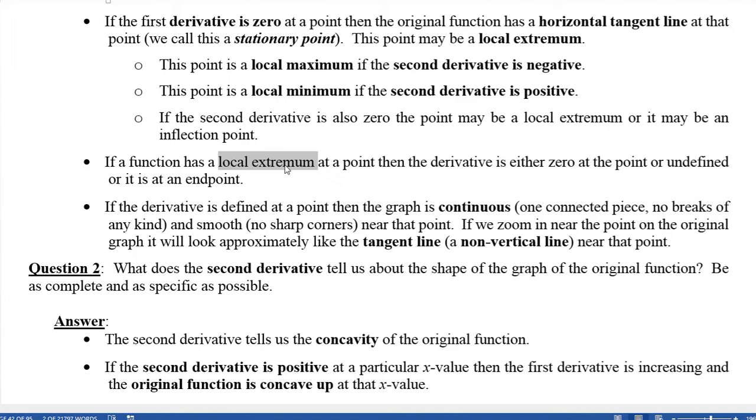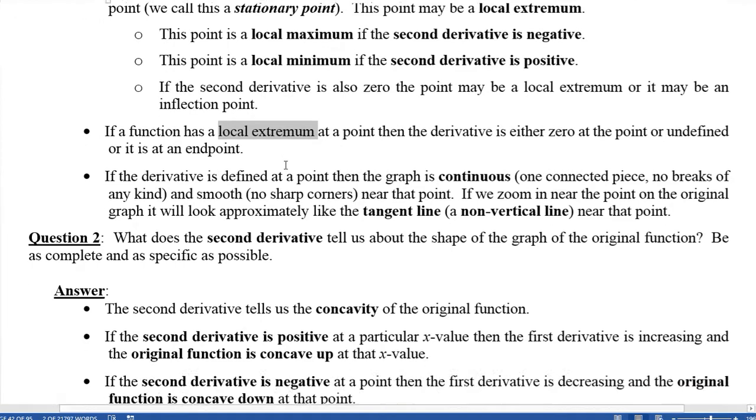If the derivative is defined at a point, then the graph is continuous, one connected piece, no breaks of any kind. It's also smooth, so it has no sharp corners and no vertical tangent lines near that point. So if we zoom in near the point on the original graph, it will look approximately like the tangent line, which is a non-vertical line or a linear function near that point. So that's a feature we call local linearity.